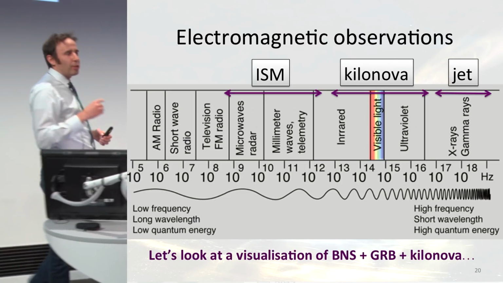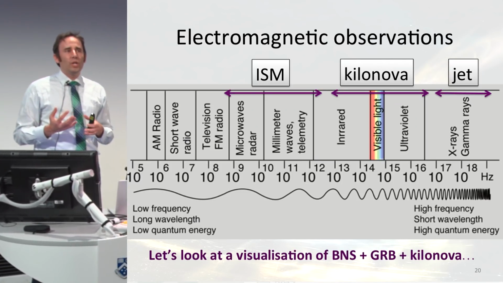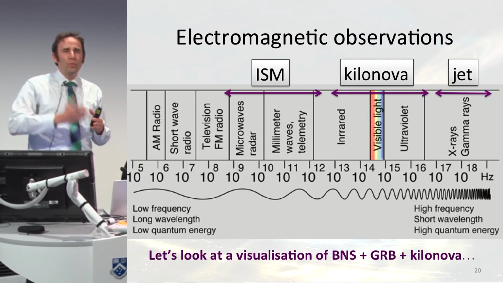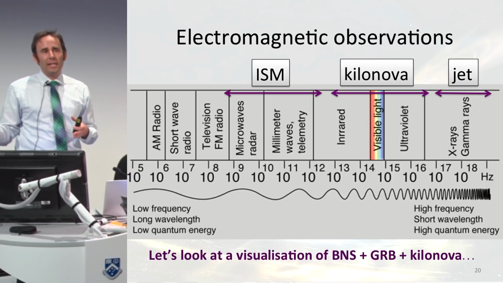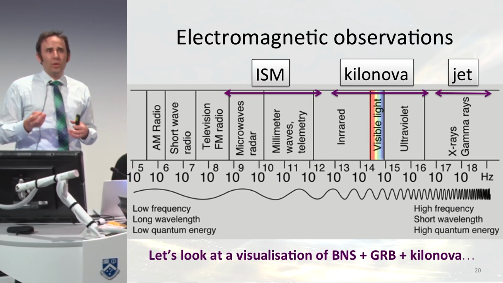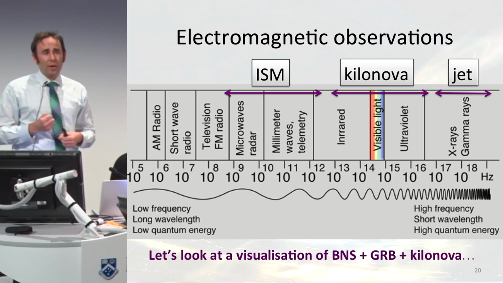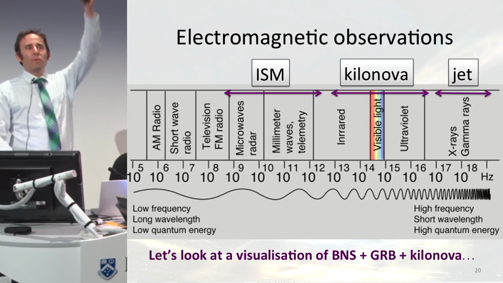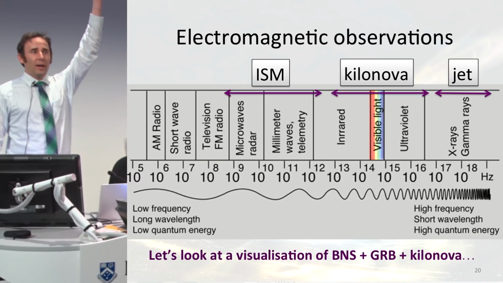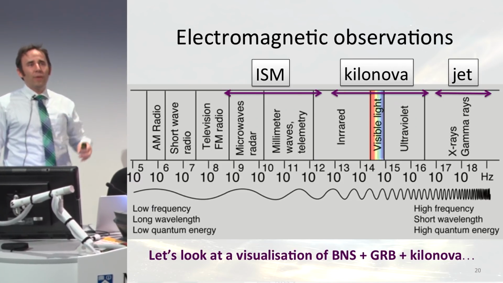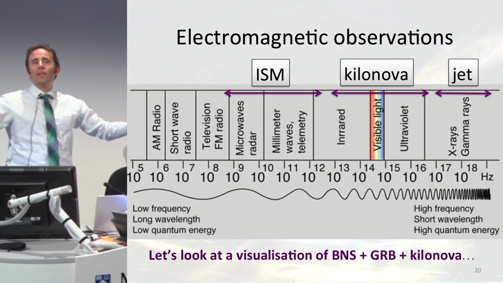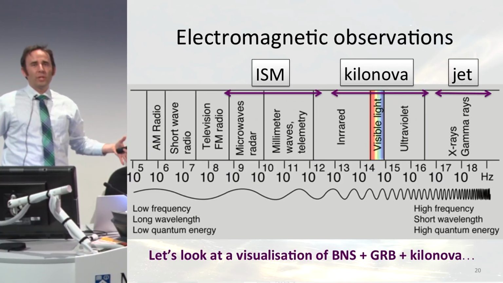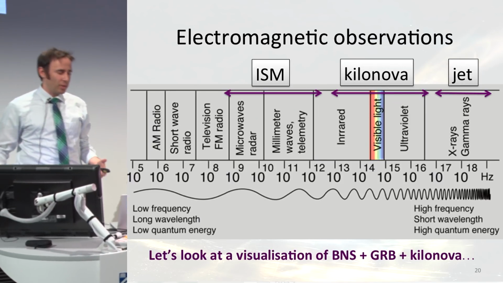So what I'm going to do for you now is play a movie which sort of shows you all of these events taking place. First, you'll see the two neutron stars coalesce. This is the gravitational wave signal. Then you'll see the gamma ray burst shoot out jets. And finally, you'll see the glow of a kilonova expanding, producing this radioactive waste material.